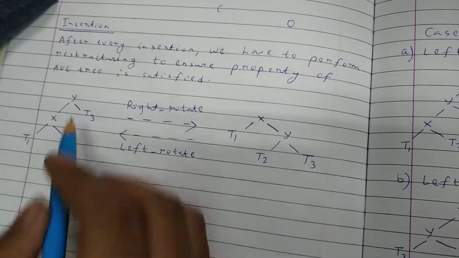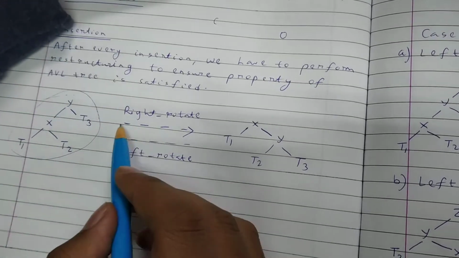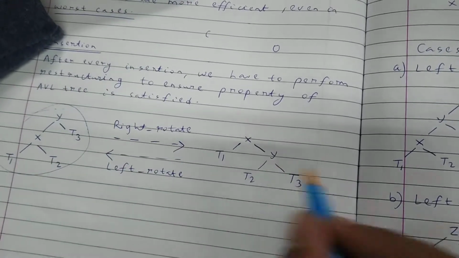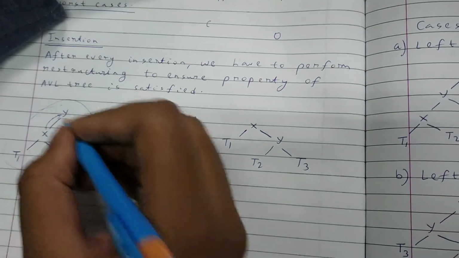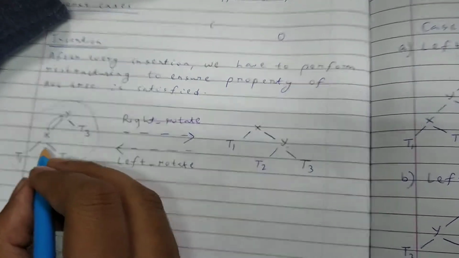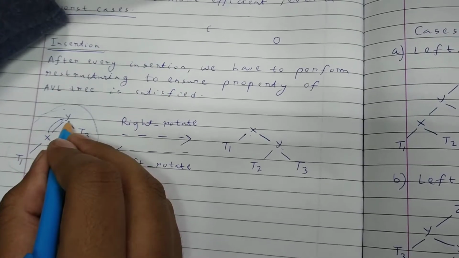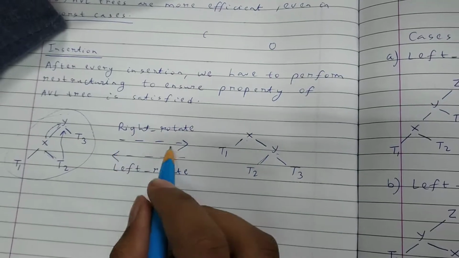Let's say this was our initial tree, and if we have to right rotate it from here, then our tree becomes like this. X goes up, Y comes down here as the right child of X, and T2 becomes the left child of Y. This is right rotate; left rotate is the opposite of this.